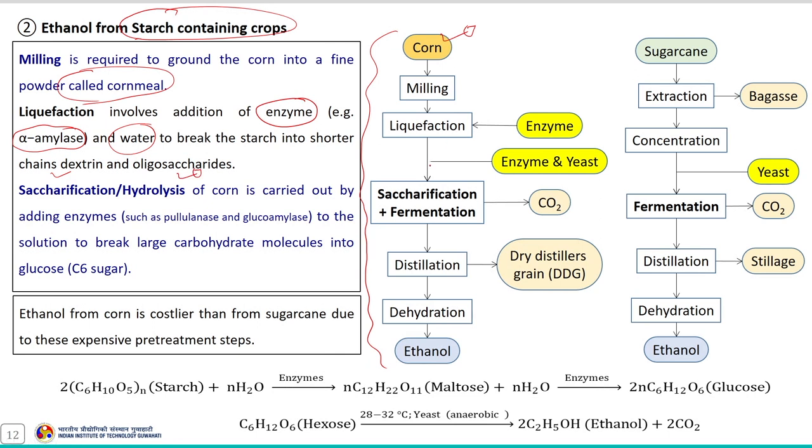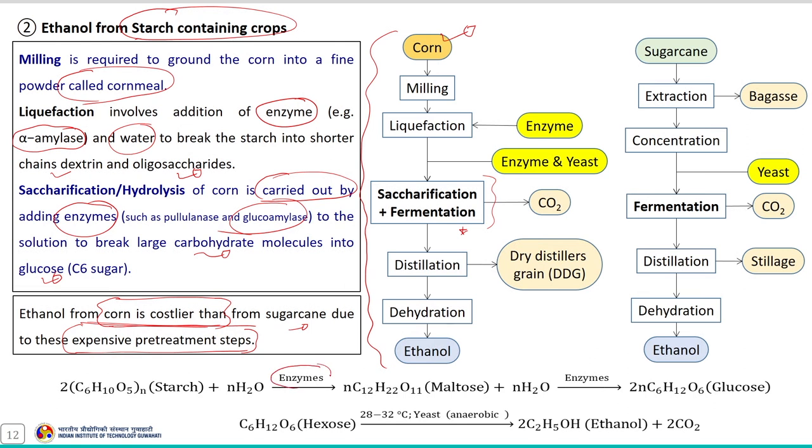Followed by that is the saccharification and hydrolysis process, where the corn is hydrolyzed by adding the enzyme glucoamylase to the solution to break large carbohydrate molecules into glucose. Followed by the fermentation to produce ethanol from corn. And this process of production of ethanol from corn is costlier than from sugar cane due to these expensive pretreatment steps here.